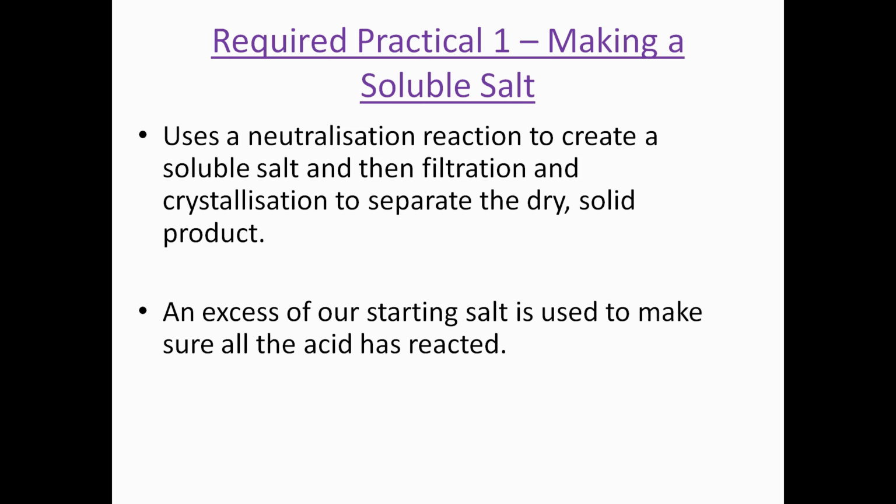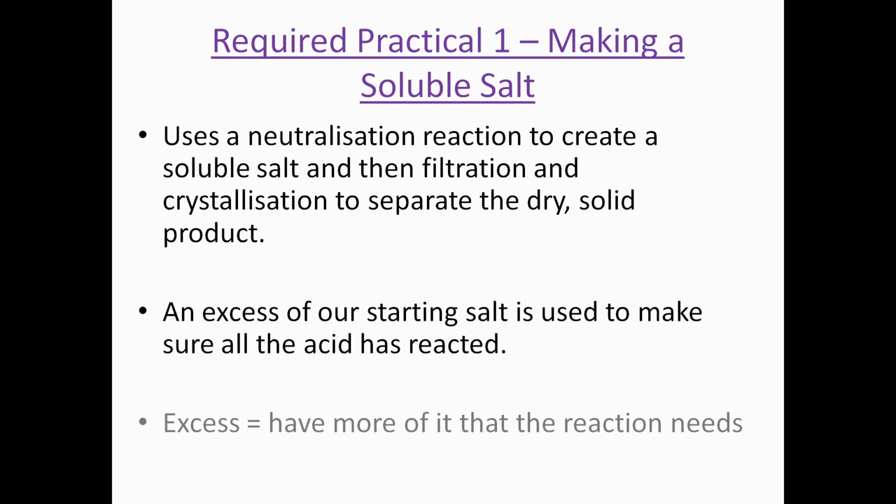We normally use an excess of our starting salt, and we do this to make sure all the acid has reacted. It's hard to tell if all the acid is reacted because acids tend to look like clear liquids and water tends to look like a clear liquid, so it's hard to tell if you've got an acid or water. So the way to do that is to make sure you add lots and lots of your base, which is going to react with your acid, until no more base reacts, and that means all the acid has reacted in theory. So in excess, what that means is we've got more of it than the reaction needs.